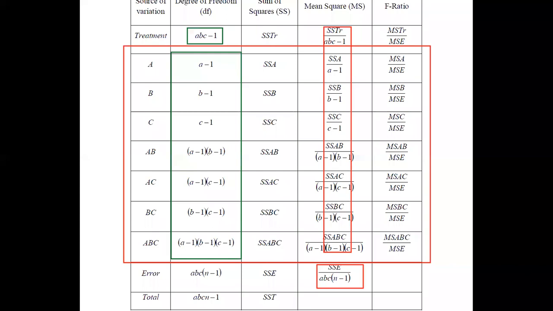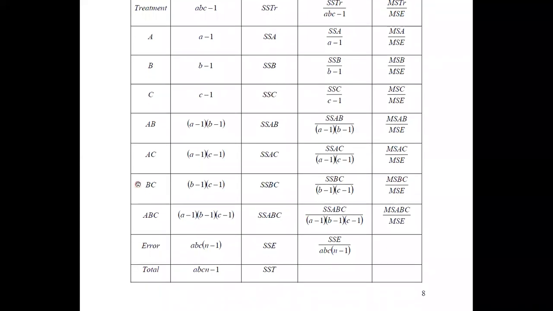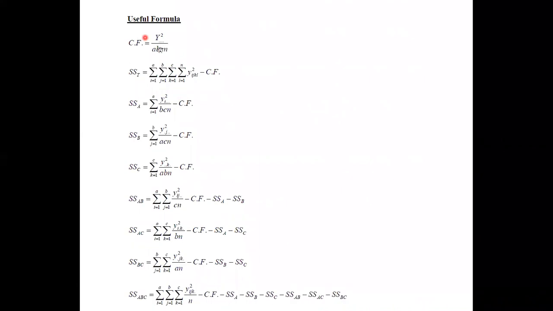Now we will see the useful formulas that we can use to calculate the ANOVA table. Same as previous, first of all, we need to calculate the correction factor value. The correction factor can be obtained from the grand total, which is denoted by y with four dots.